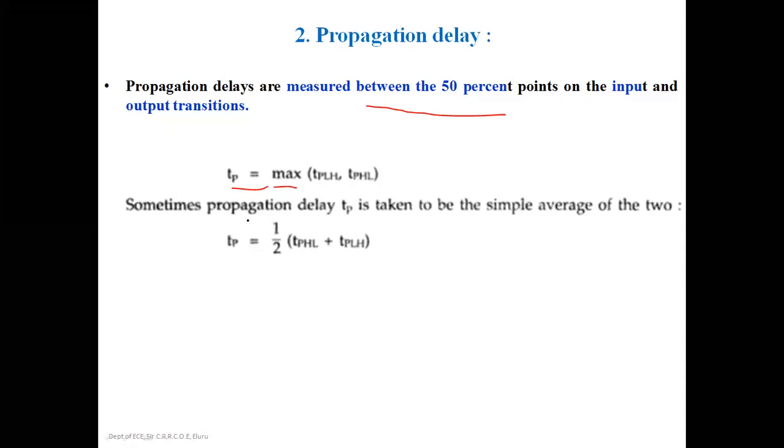Or sometimes we can take the average of the TPLH and TPHL. In a generalized statement, the propagation delay is the average delay time for the signal to propagate from input to output. So if you know these two timing values, then you can take the average to determine the propagation delay.